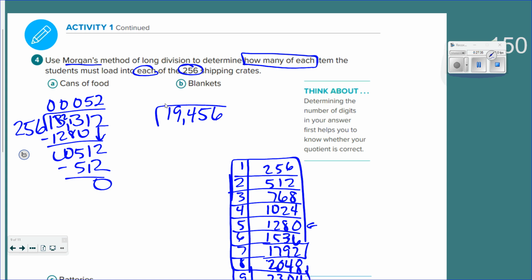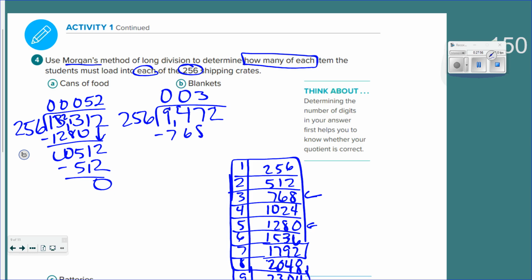Oh, wait, no, that's not it. No, it's batteries and blankets. 9,472. Okay, so divided by 256. We'll go into 9? No, 94. No, 947. Look at my chart. That's going to be 3.